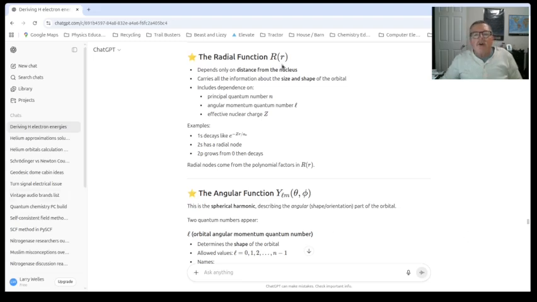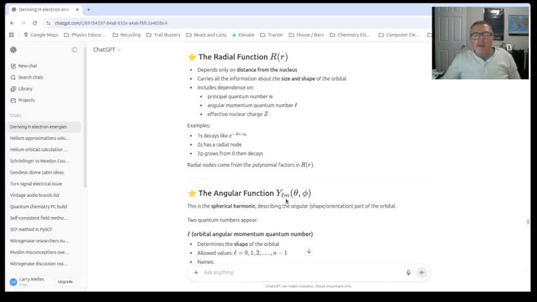The radial function depends only on the distance from the nucleus. So as you move from the nucleus, you'll get different values for the radial function. The angular function, this Y_lm, is a function of theta and phi. This gives you the spherical information about the shape and the orientation.